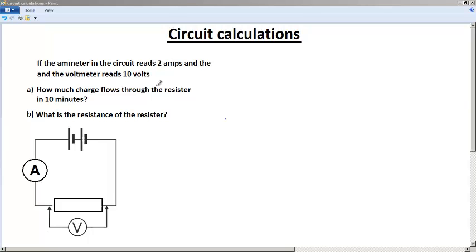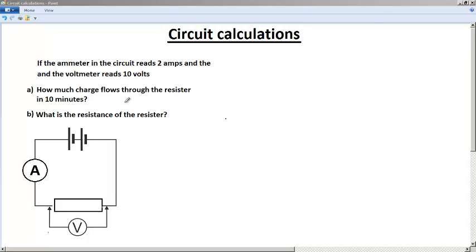Whenever you're given a physics problem or chemistry problem, the first thing you do is read the question from beginning to end. Alright, so let's do that. If the ammeter in the circuit reads 2 amps and the voltmeter reads 10 volts, A, how much charge flows through the resistor in 10 minutes? B, what is the resistance of the resistor?